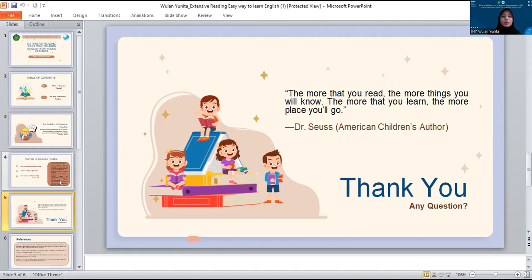As the quote from Dr. Seuss says, the more that you read, the more things you will know. The more that you learn, the more places you will go. This quote represents how important it is to keep reading, because without reading, we will learn nothing. Next slide, please.